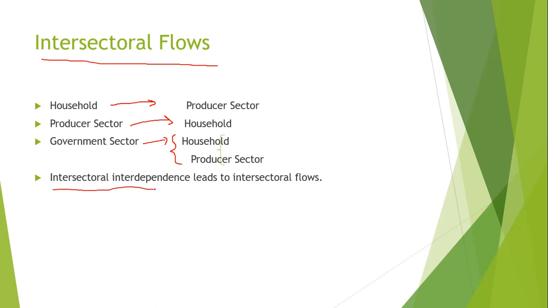Intersectoral interdependence leads to intersectoral flows. Intersectoral interdependence, that means all of these sectors are dependent on each other, leads to intersectoral flows, that means flow of money or goods or services between these four sectors. So this is all.